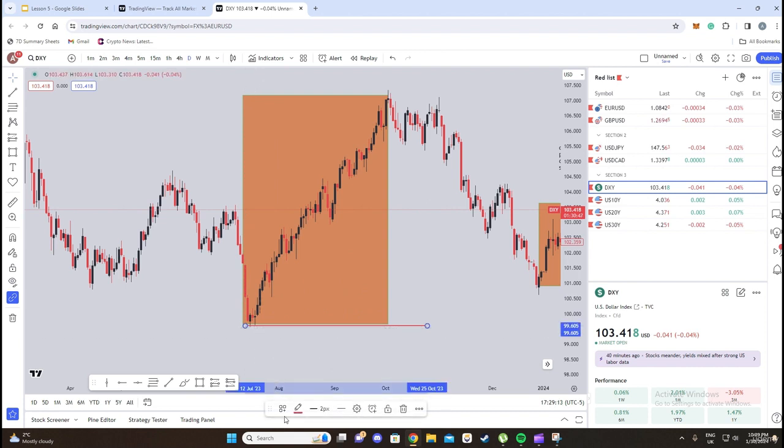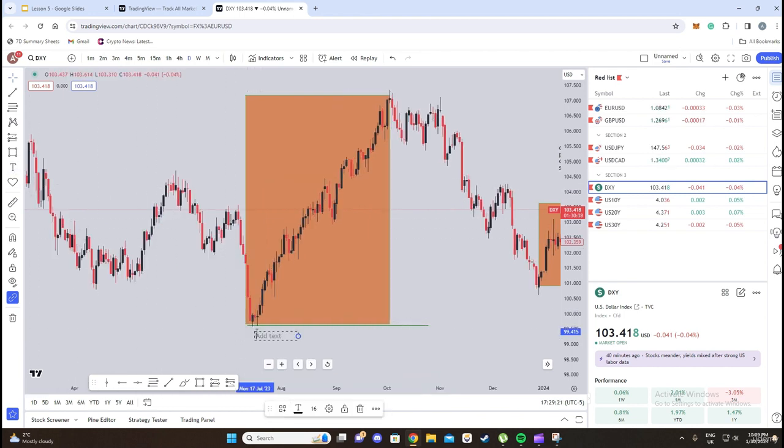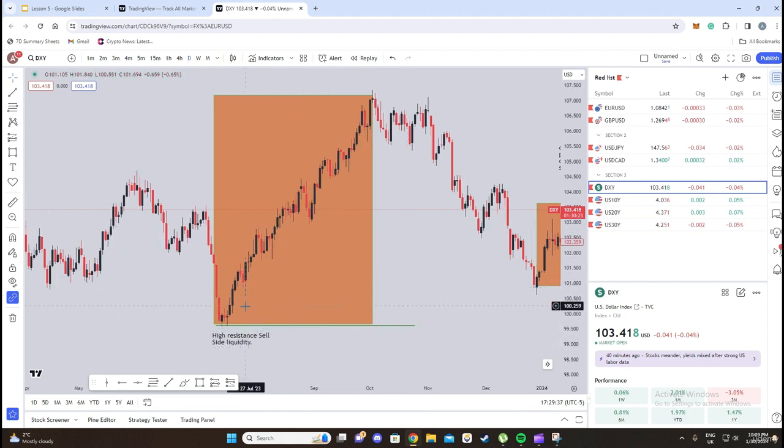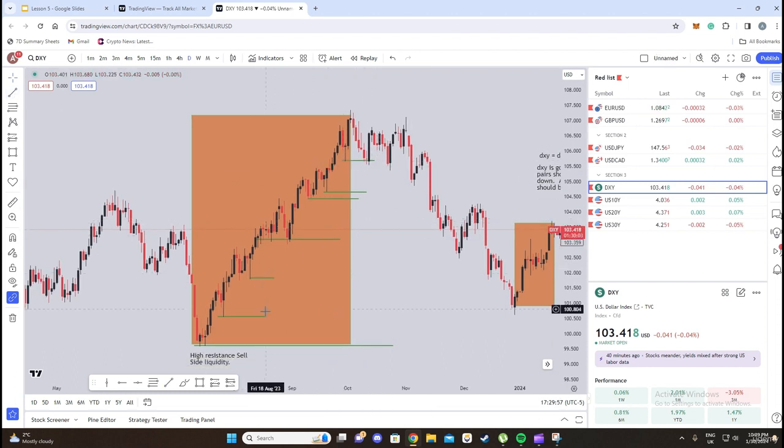So this here is our sell side liquidity. Let me just make it green so we can identify it. And this here is our high resistance sell side liquidity. And the reason it's high resistance is because look at all of the other sell side liquidities made protecting this level. First, we have this swing low, then this swing low, then we have these equal lows, then here we have another swing, same swing here, and swing here, right? So all of these points are also our sell side liquidity. So all of these points here make this high resistance sell side liquidity.